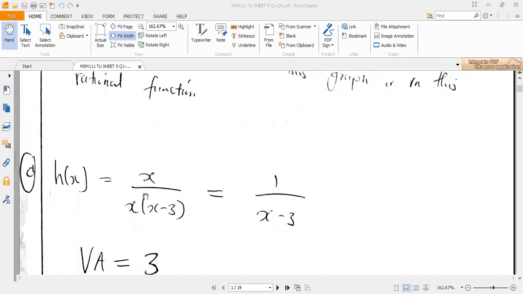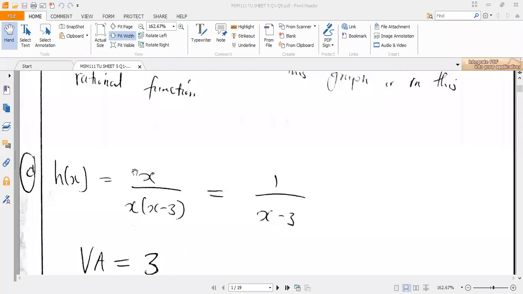This one we can easily simplify. x and x can cancel, and we have 1 over x minus 3. Since this is our new rational function, what will be the vertical asymptote? The vertical asymptote is x equals 3, because when we equate the denominator to 0 and solve for x, we discover that x is equal to 3, which is our vertical asymptote.